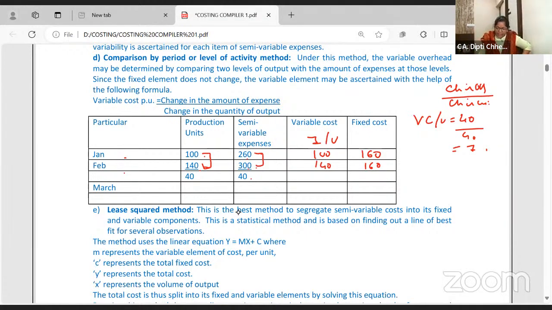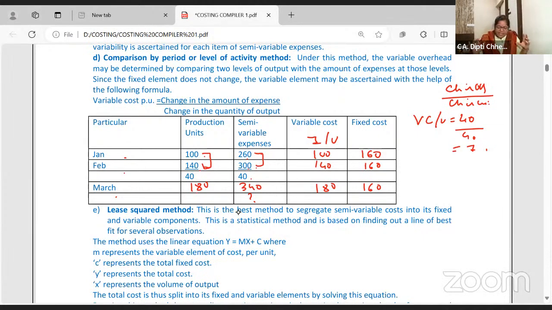Right? Okay. So now, March. Just assume that in March 180 units are sold. What will be the semi-variable overhead for 180 units? The fixed will be 160. The variable is 180 at 1 per unit. So 180 plus 160, that will be 340.